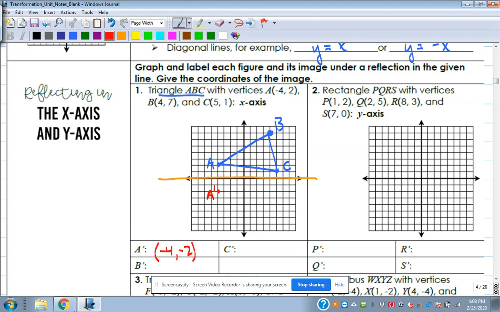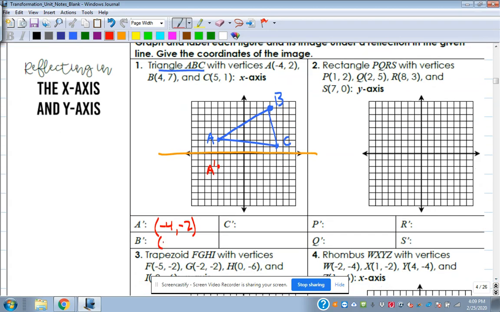(-4, -2). And then B prime, what would be the ordered pair for that? (4, -7). And let's go ahead and get the ordered pair for C prime. (5, -1). Yeah. And draw your pictures. And we've maintained the size and shape, but the orientation is different in that reflection across the x-axis. Notice how they're all the same distance away from that. If you were to fold that picture across the line of reflection, they should match up perfectly.